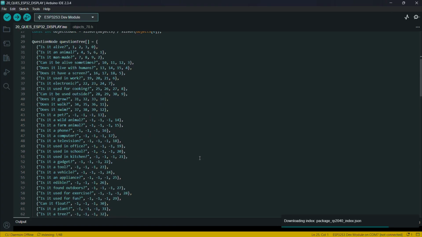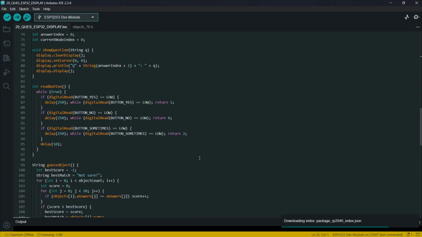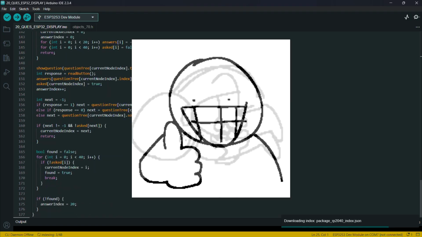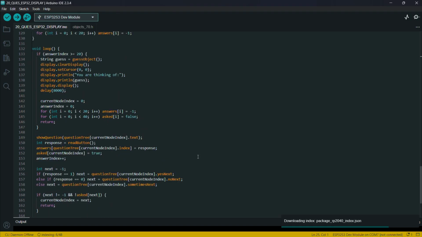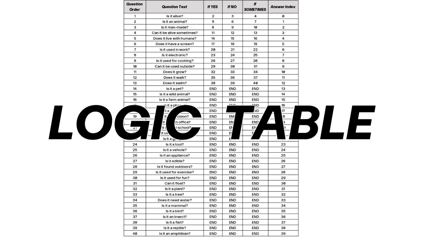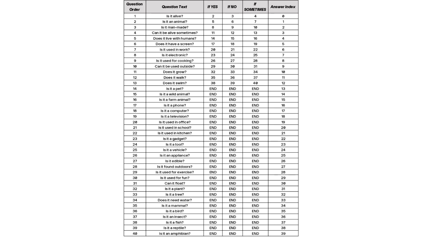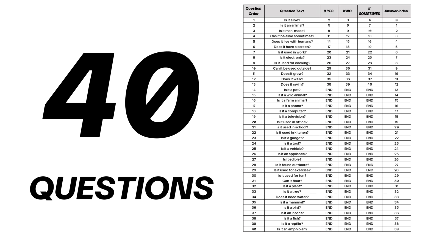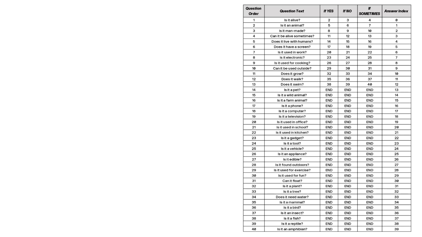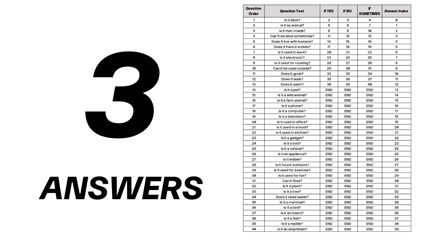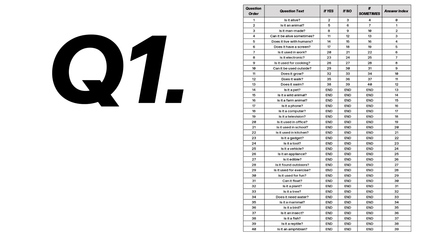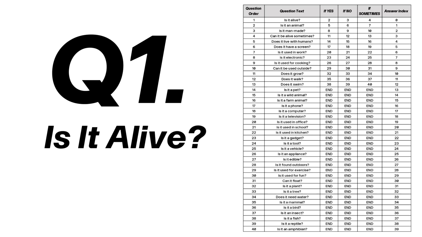Here's the code that we developed for this project, and it's not exactly simple. But with a solid logic table ready and help from my new friend Mr. AI, I was able to complete this project. Our game uses this logic table, and if you get the hang of it, it's actually pretty easy. With 40 questions that each function as a node, I created a decision tree. There are 3 alternative answers to each question: yes, no, and sometimes. It all starts with the first question: is it alive?